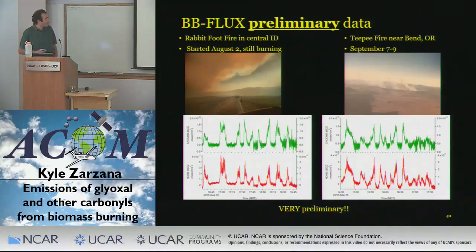This is very, very preliminary data from BB-FLUX. This is 2 fires: the Rabbit Foot Fire in central Idaho, which started October 2nd and is actually still burning. It's in a pretty remote area, so they're just going to let it burn out. And then this is the TP fire that started right after we got to Redmond. It only burned for a few days. And these are glyoxal and formaldehyde columns that we retrieved for these 2 fires. Don't read too much into these numbers. There's still a lot of work that we need to do to finalize them.